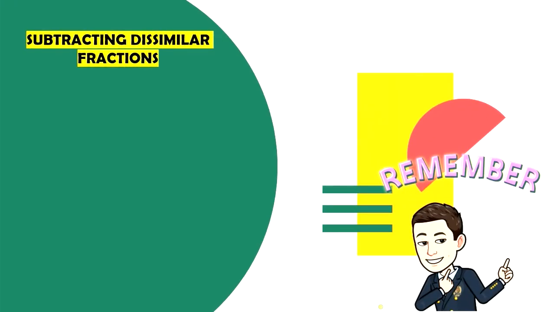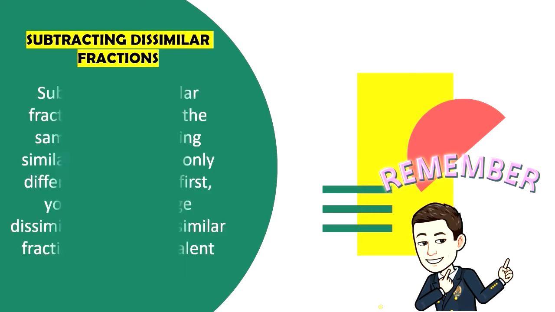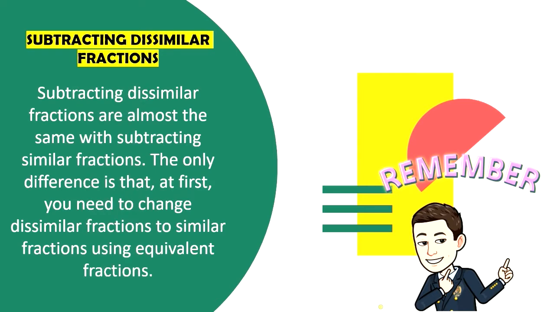Now, moving on, we shall study subtracting dissimilar fractions. Subtracting dissimilar fractions is almost the same as subtracting similar fractions. The only difference is that, at first, you need to change the dissimilar fractions to similar fractions using equivalent fractions.